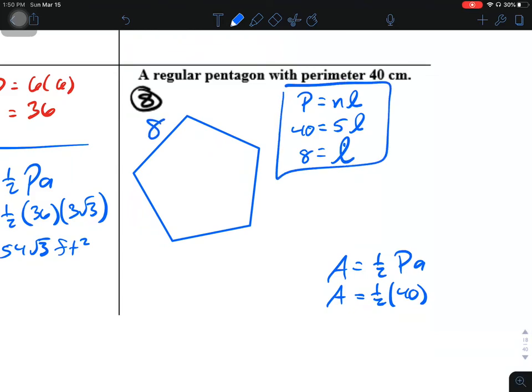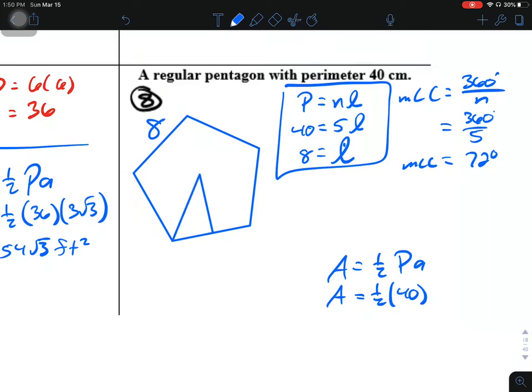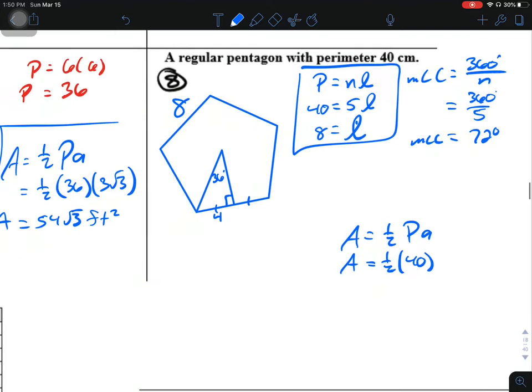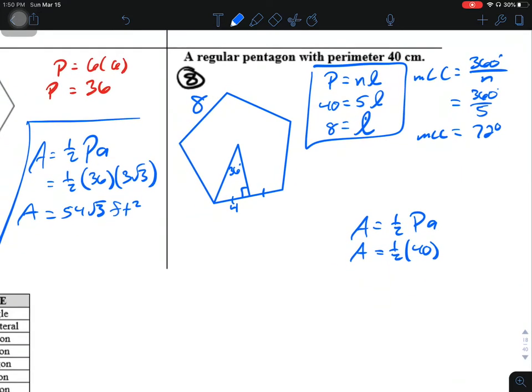I would want to find a central angle. It's 360 divided by the number of sides. There are 5 sides. It's 72 degrees. And the apothem cuts a central angle in half every time. Half of 72 is 36. The apothem cuts the opposite side in half, so that makes this 4. Gonna have to use some trig to find this apothem.